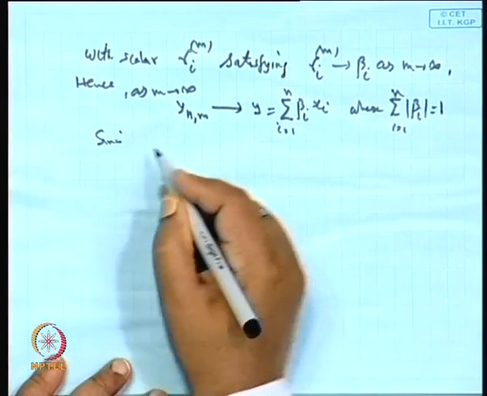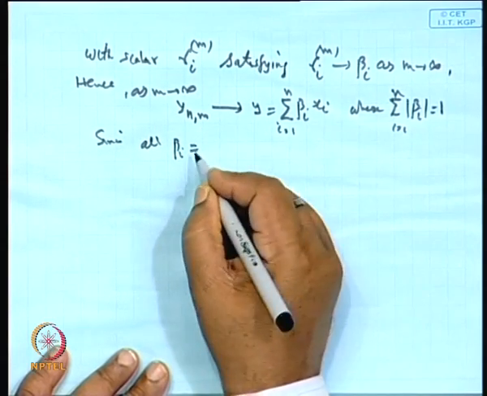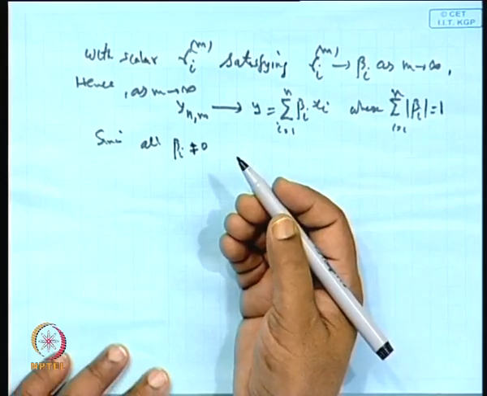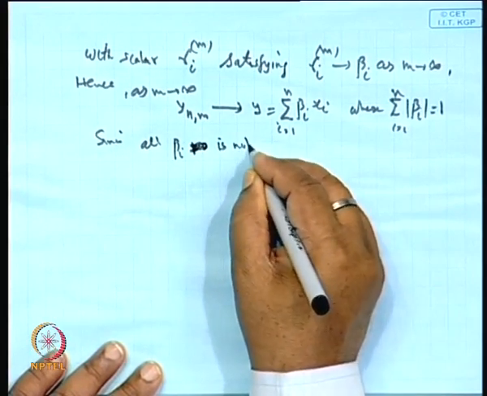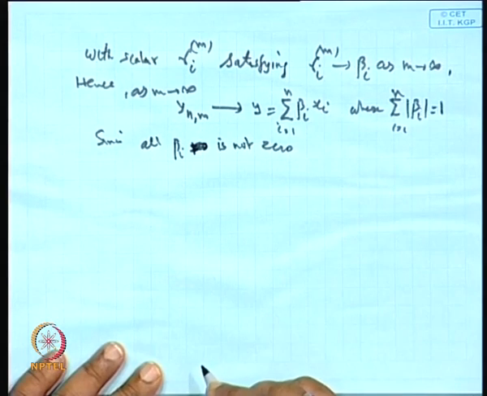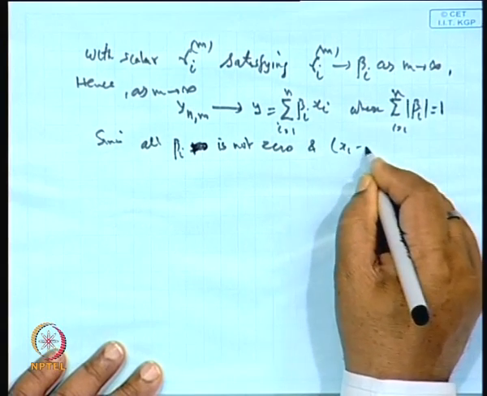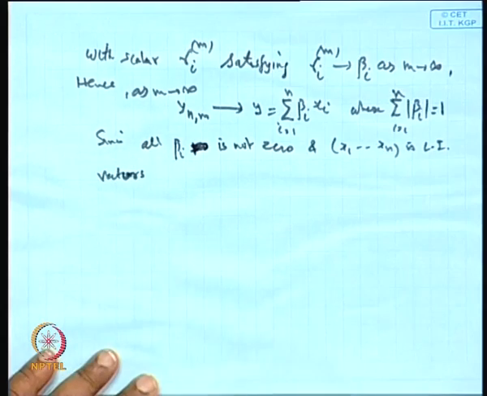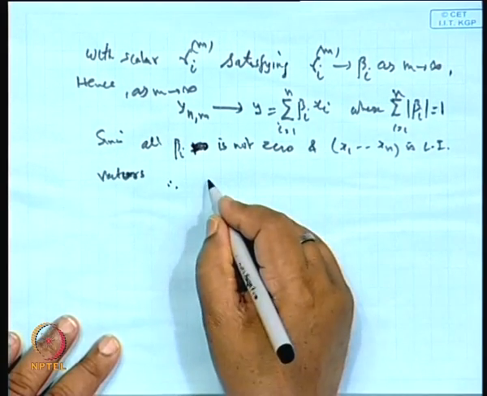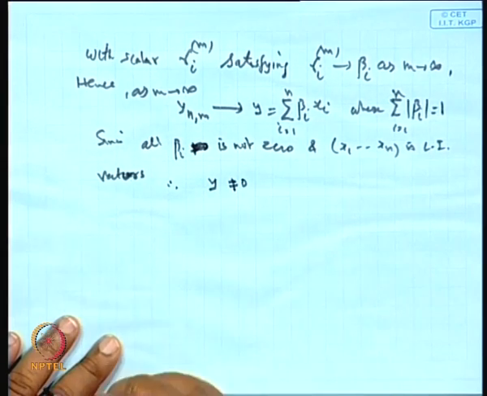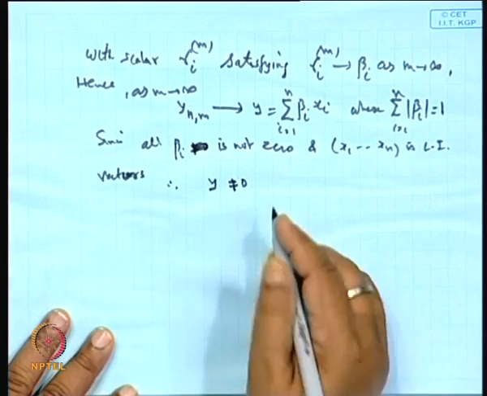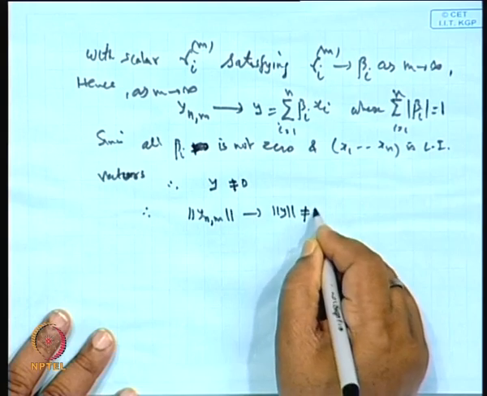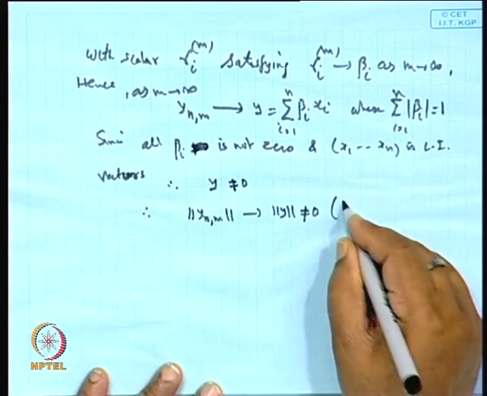So, since all beta_i are not equal to 0, and x1, x2, ..., xn is a set of linearly independent vectors, therefore the vector y is not equal to the 0 vector. Hence, the norm of y_nm, which tends to the norm of y, is not equal to 0, because norm is a continuous function.